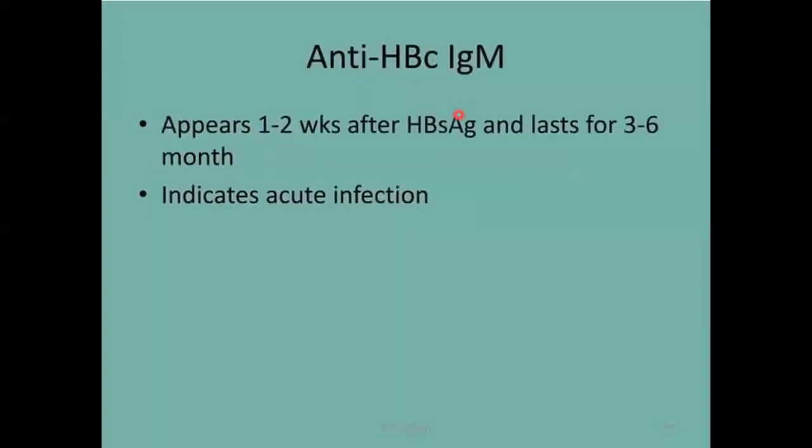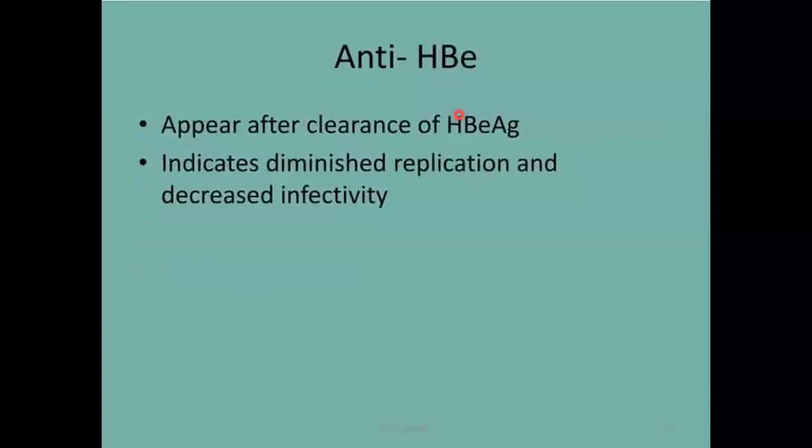And then we get to this one. Antibodies against this. What that means is this one is clearing from your system. So it indicates diminished replication and decreased infectivity. So when you have antibodies against this, what will your hepatitis B viral DNA be? Will it be high or low? It will be low. Very good, because we said they act concurrently. Good.